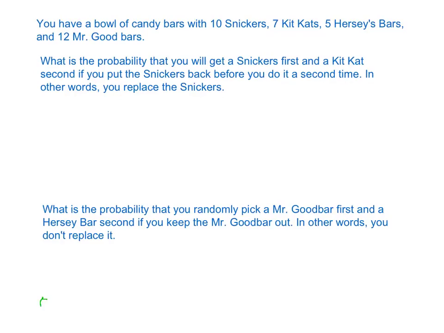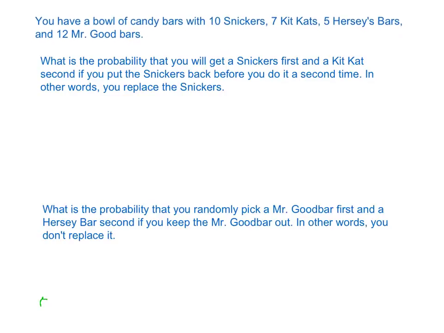All right, you have a bowl of candy bars with 10 Snickers, 7 Kit Kats, 5 Hershey bars, and 12 Mr. Goodbars. Let's add these up and see how many we have total. I'm going to write it down here. There's 10, 7, 5, and 12. When you add all those together, we get 34. So in this first one, what's the probability of getting a Snickers bar first and a Kit Kat second if we put the Snickers back in before we try to select the Kit Kat? So we get the Snickers, we put it back in, and then try to get the Kit Kat. For Snickers, we've got 34 total candy bars, and there are 10 that are Snickers. For Kit Kats, we've got 7.